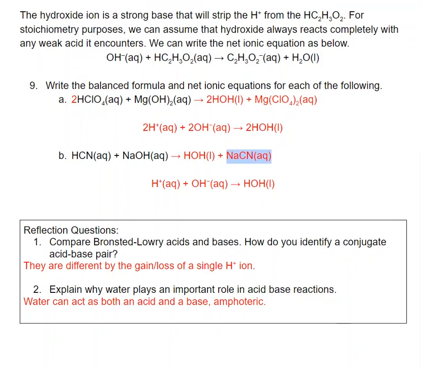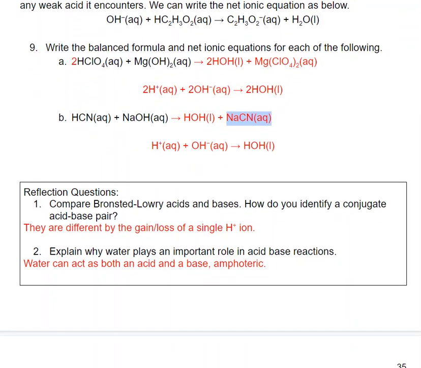So how do you identify a conjugate acid-base pair? So they are different by the loss or gain of a single H plus ion. So Bronsted-Lowry acids are proton donors and bases are proton acceptors.